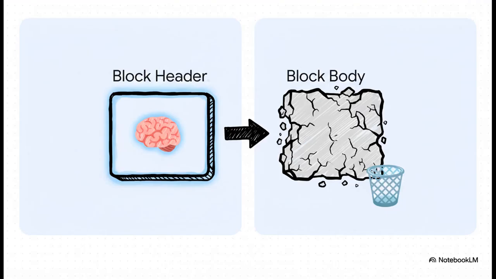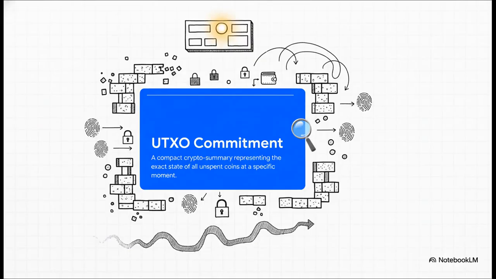Let's break it down. Prerequisite number one is this super clean separation of data. Every single Kaspa block is split in two. You've got the block header, which is tiny but absolutely vital, and then you have the block body, which is huge but, as you'll see, kind of temporary. The absolute genius move here is putting a complete summary of the network's entire financial state right inside that tiny header. And that vital summary has a name.